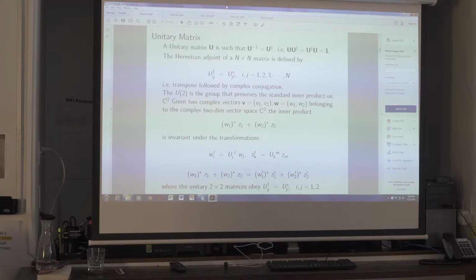The Hermitian adjoint of a matrix is defined by taking the transpose, meaning that you exchange columns for rows and rows for columns, and then you take the complex conjugate. So the Hermitian of a matrix is given by this expression, complex conjugate of the transpose operation. It doesn't matter in which order you perform the operations. For example, the unitary group in 2 complex dimensions is the group that preserves the standard inner product on C2. It's the complex space in 2 dimensions. So if I give you two complex vectors with 2 components, the inner product is defined by this.